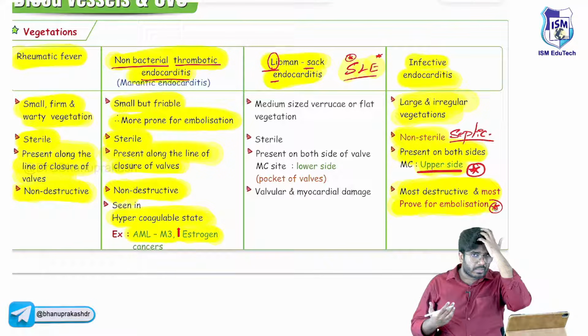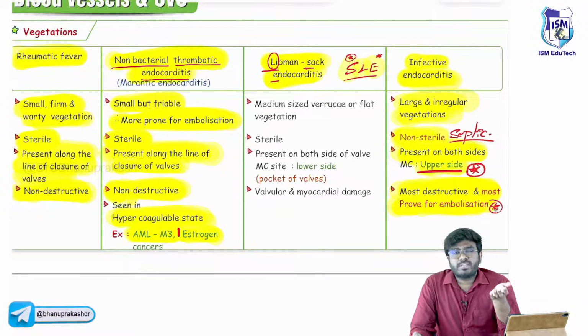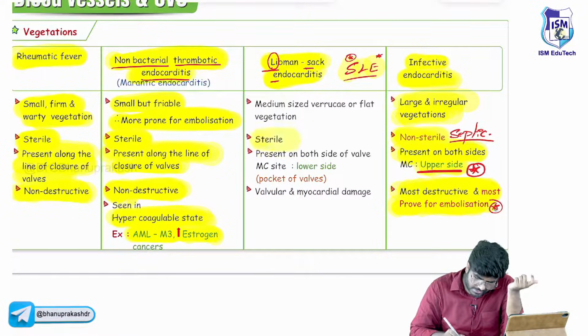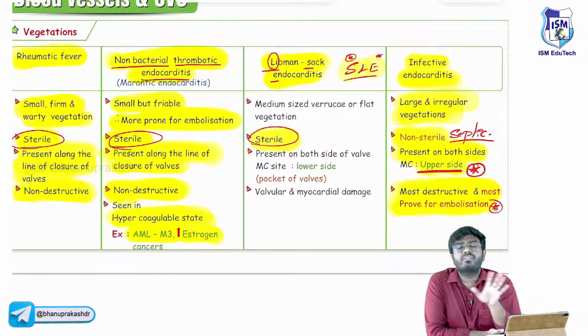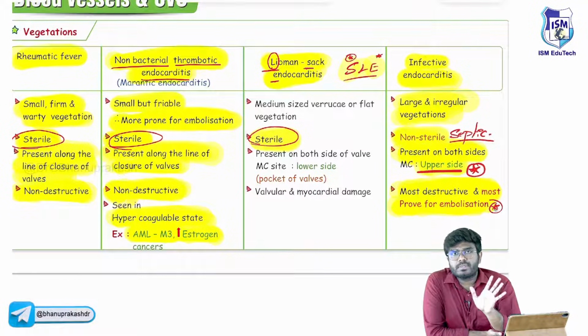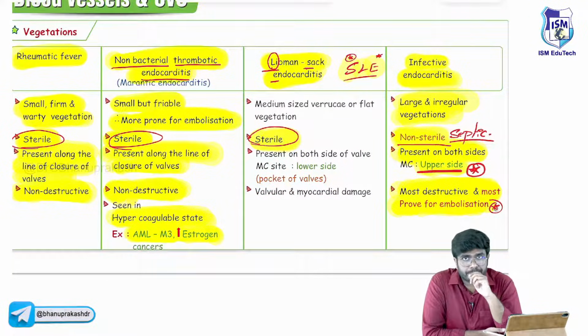Also, the endocardium will be affected. So, endocarditis is going to be there. Again, vegetations are going to occur. These vegetations again are not bacterial in origin. They are again going to be sterile vegetations. See, here also sterile, here also sterile. Everywhere the vegetations are sterile, except in infective endocarditis, where they are septic or non-sterile vegetations.